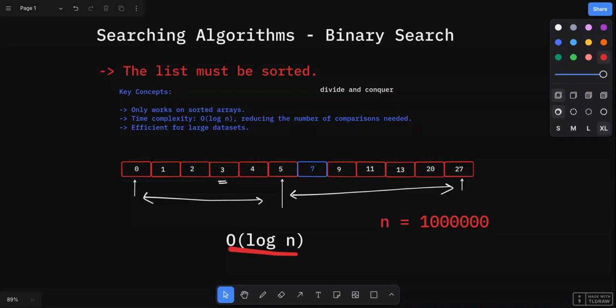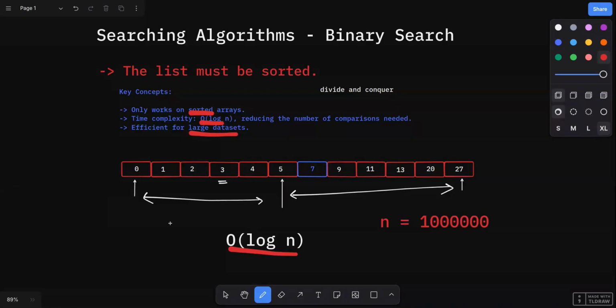So in terms of efficiency, a million elements is a large data set, which makes binary search suitable for large data sets. And this is the time complexity, and do note that the array needs to be sorted for this to work.